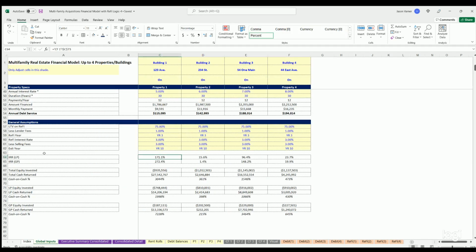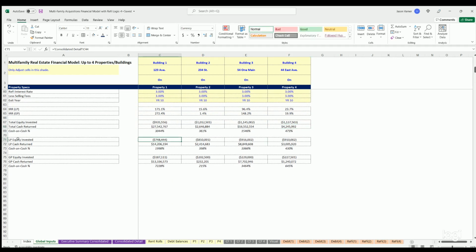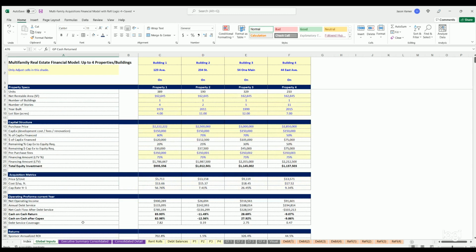Here on the consolidated, we also have IRR for the LP and GP for each building or property. We have the total equity invested and total cash returned per property on a consolidated basis. And then we also have the same thing for the LP, total LP equity, total LP cash return, cash on cash return of the whole deal. And same with the GP. So that's the basic structure.